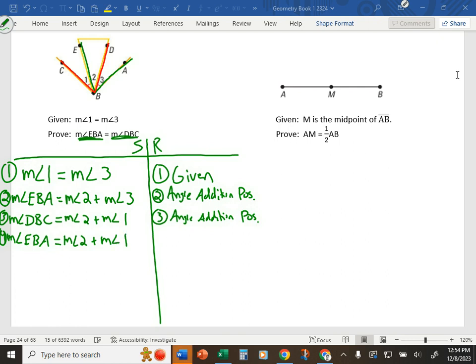If EBA is the sum of angles 2 and 3, and angle 1 equals angle 3, then saying that EBA is 2 plus 3 is the same thing as saying it's 2 plus 1 because 3 and 1 are equal. Now here's an example of where we could not use the transitive property. It has to be substitution because we're substituting angle 1 in for angle 3 in a larger expression. So this one, you would need to use the substitution property, because you're replacing a value with something else in a larger equation or expression.